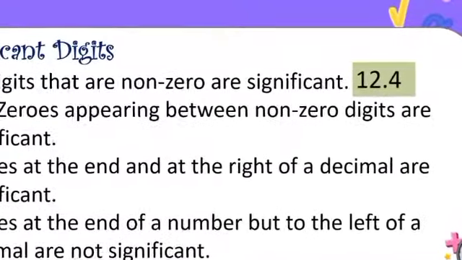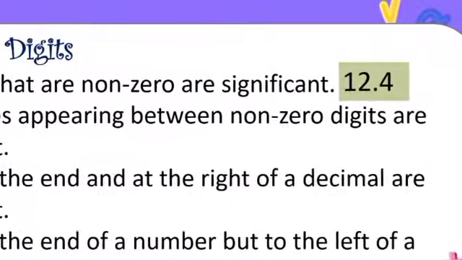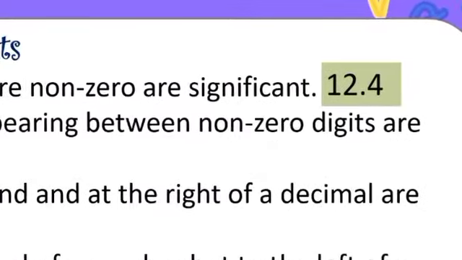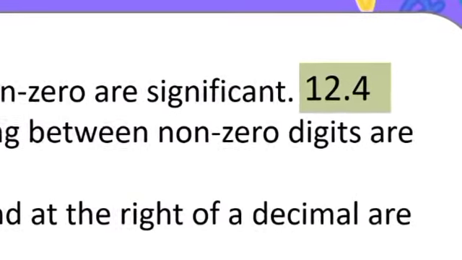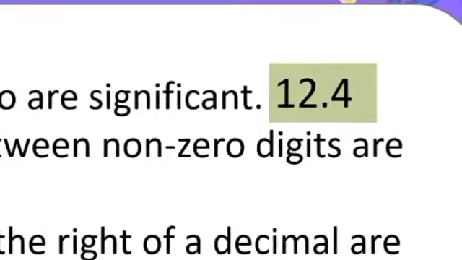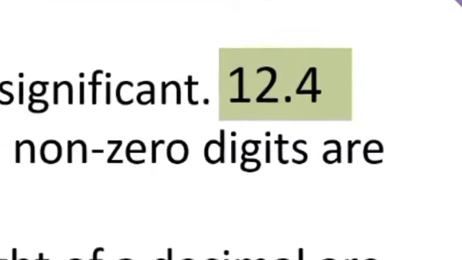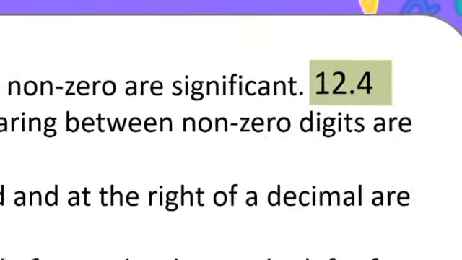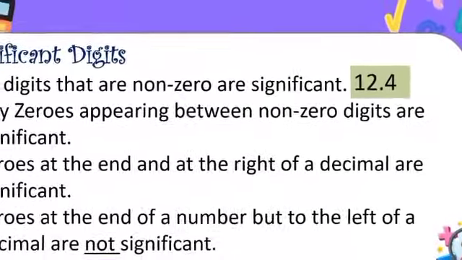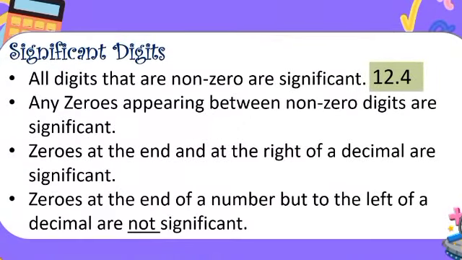Example is 12.4. 12.4 consists of three significant digits. These are 1, 2, and 4. Ito yung mga numbers na 1 to 9. So, dapat yung mga digits consists of numbers 1 to 9. So, significant digits yun.